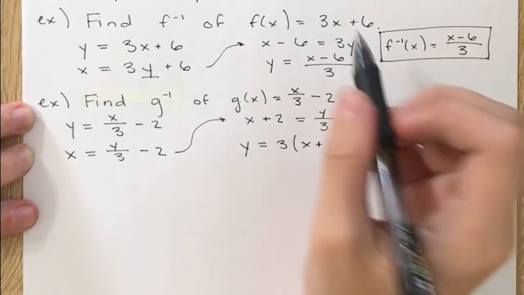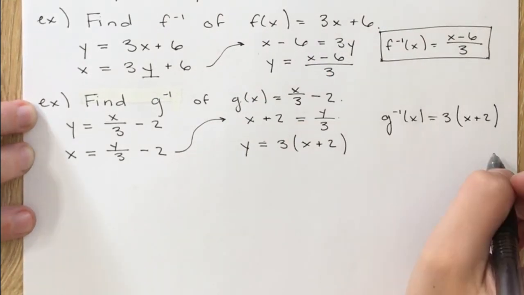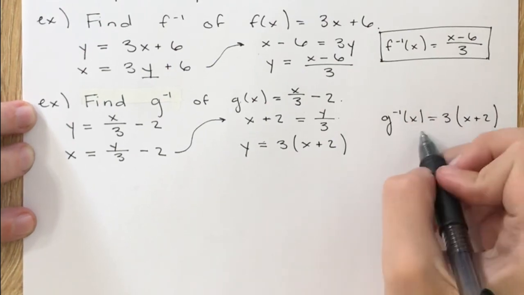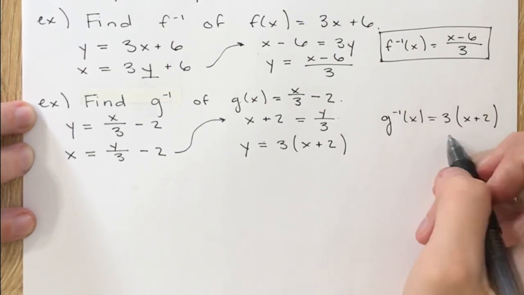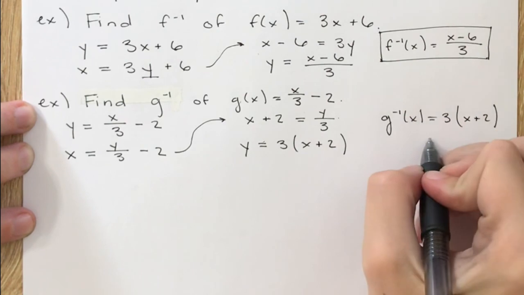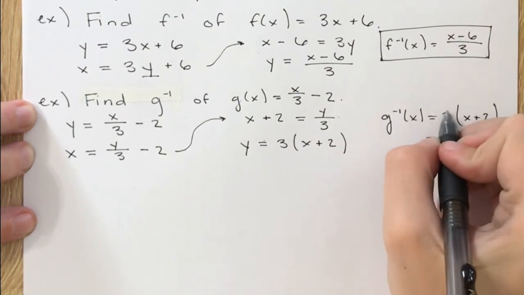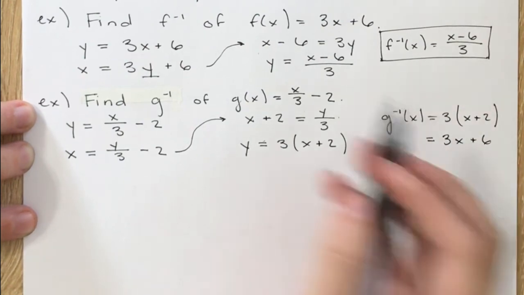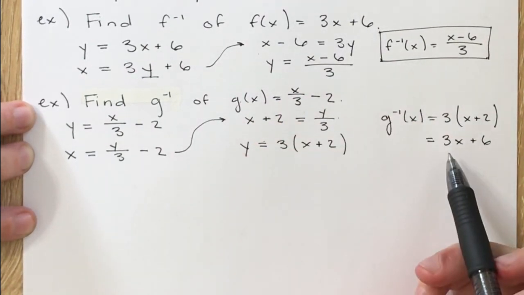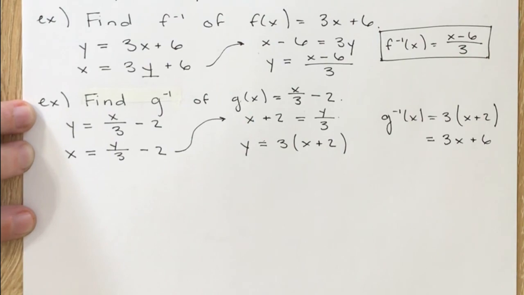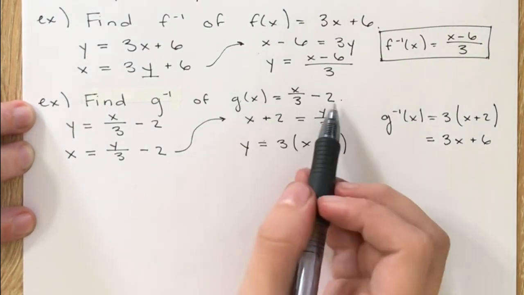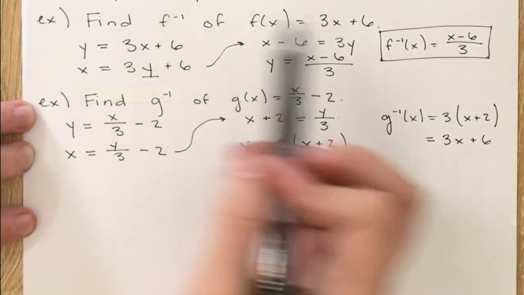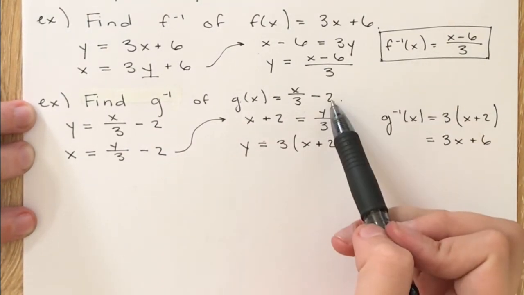Is this problem related to the previous problem in any way? Can we rewrite this function at all? Can we simplify this anymore? If we simplify, we distribute the 3, so we have 3x plus 6, which is f. Right? So interesting, we found the inverse of g of x and we got f up here. But is f inverse equal to g?